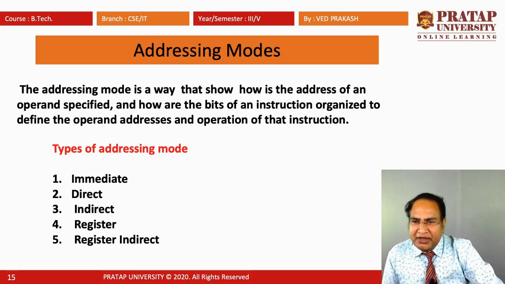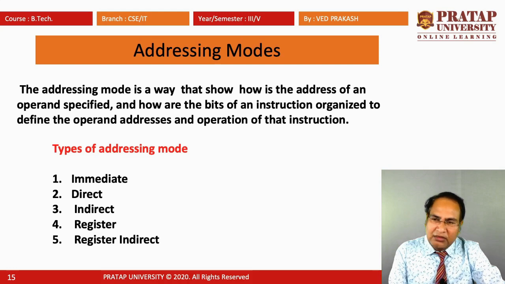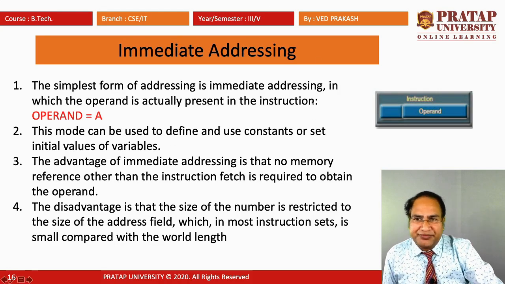There are basically 5 types of addressing mode. The first one is immediate addressing mode, second is direct addressing mode, third is indirect addressing mode, fourth is register addressing mode, and fifth is register indirect addressing mode. So we will learn them one by one. Immediate addressing mode is the simplest form of addressing, in which the operand is actually present in the instruction.